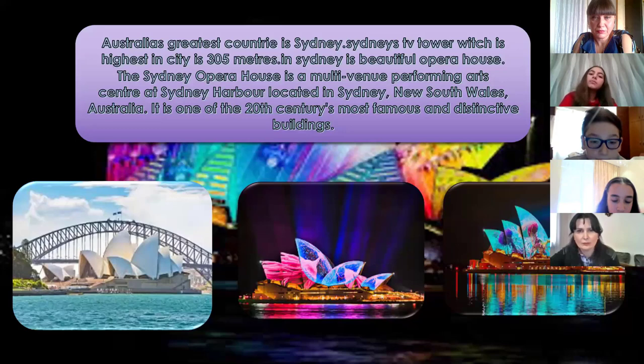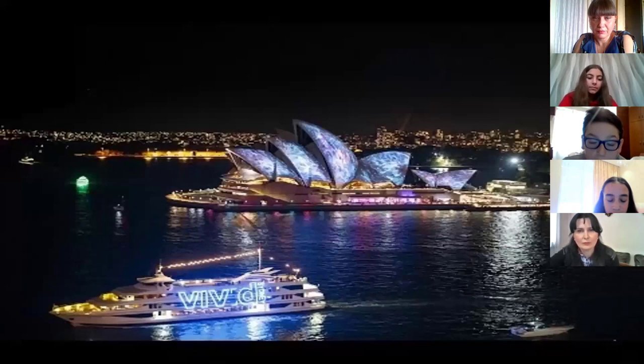Australia's greatest city is Sydney. Sydney TV Tower, which is the highest in the city, is 305 meters tall. In Sydney is a beautiful opera house. The Sydney Opera House is a multi-venue performing arts center at Sydney Harbour, located in Sydney, New South Wales, Australia. It is one of the 20th century's most famous and distinctive buildings. Now we see how beautiful Sydney is at night.